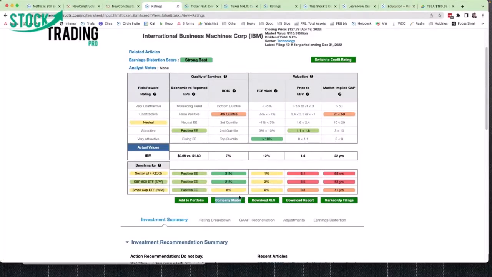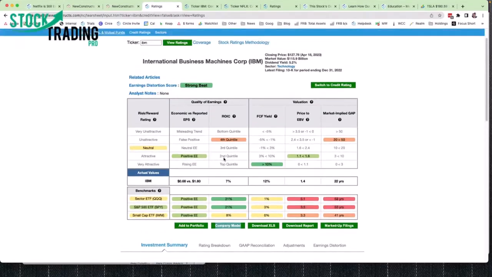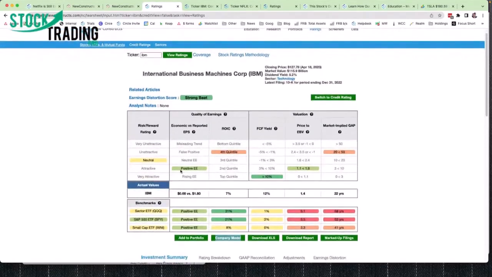Sure. So anyway, here's IBM. Type in a ticker, get an answer. Neutral. It's kind of all over the place here. Free cash flow looks good, but I think it's mostly because they're culling a lot of the business. But you got a 22-year market implied gap.